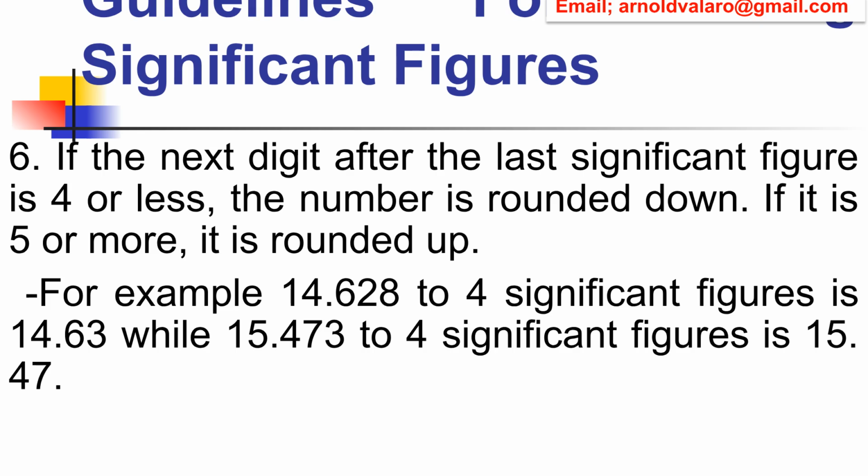The sixth guideline addresses rounding. If the digit after the last significant figure is 4 or less, the number is rounded down. If it is 5 or more, it is rounded up. For example, 14.628 to 4 significant figures is 14.63.